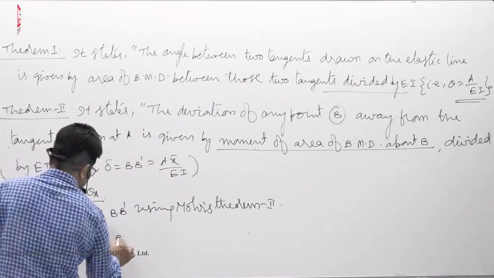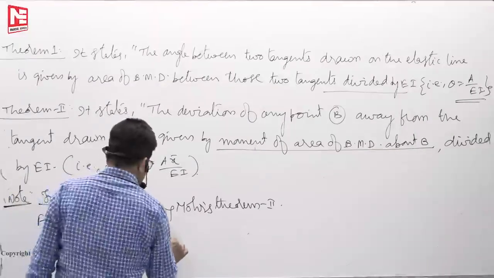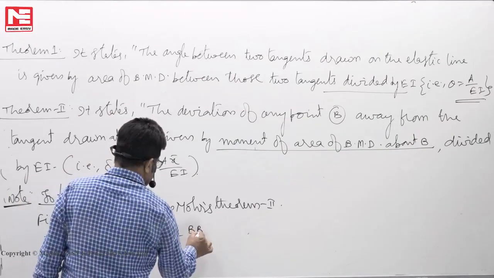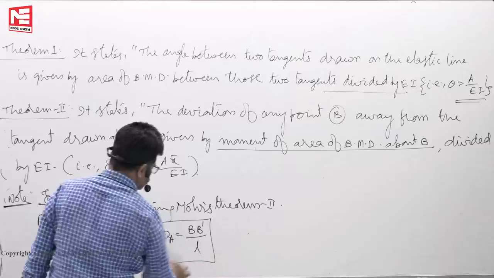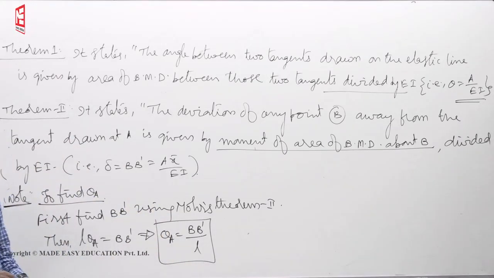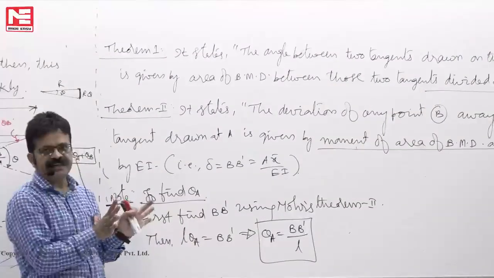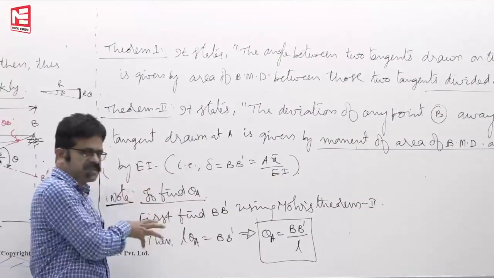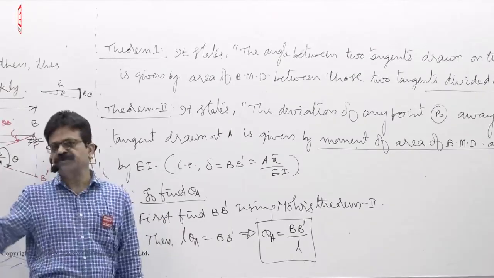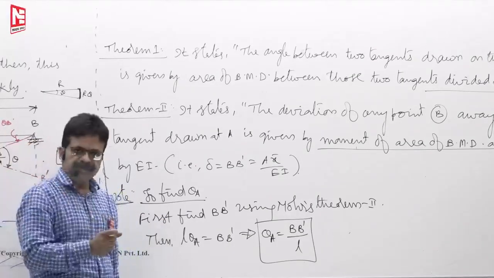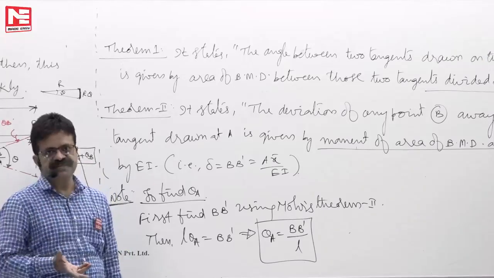L into theta A is equal to BB dash. Now theta A, you will get BB dash by L. Okay, this much fundamentals, whatever you have learned in strength of materials, I think now you have recollected. Now let us apply these concepts to our problems: how to find the carryover moment and how to find the stiffness factor.